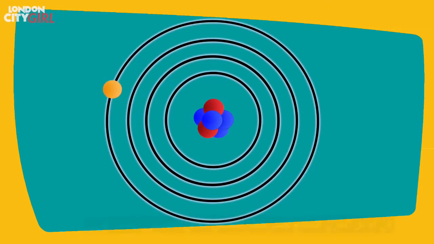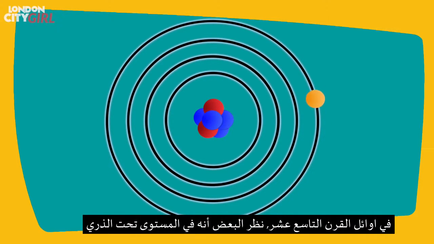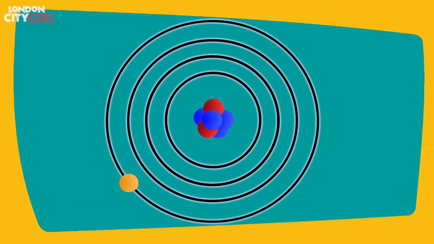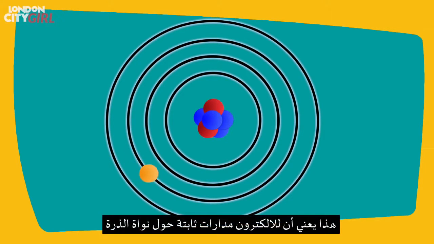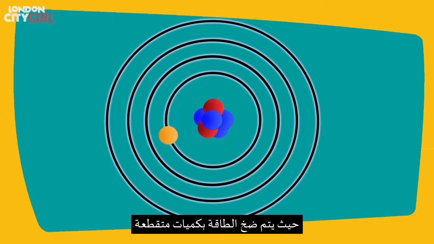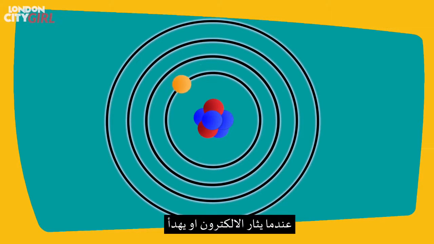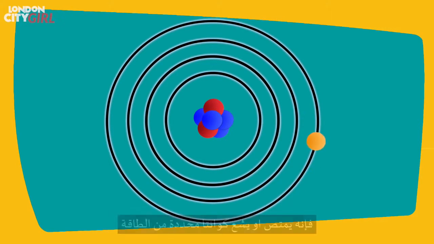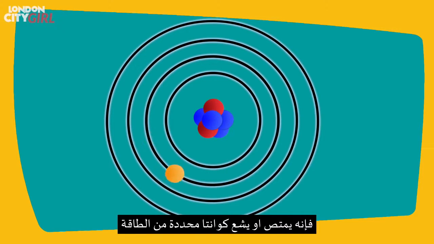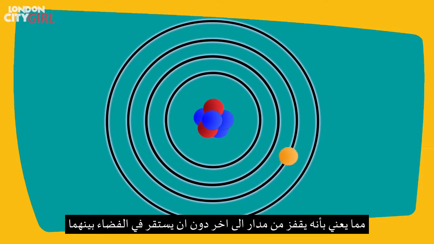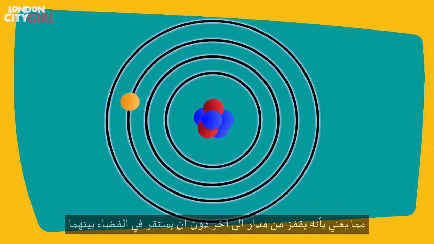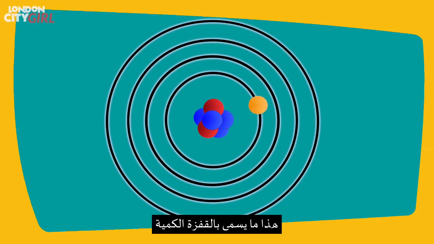Quantum leap. In the early 19th century, it was theorized that at the subatomic level, energy can only be released and absorbed in discrete indivisible units called quanta. This means electrons have fixed orbits around the nucleus of the atom as their energy comes in discrete amounts. When the electron gets excited or de-excited, it will absorb or emit a specific quanta of energy, which will mean it leaps from one orbit to another without inhabiting the space in between. This is called the quantum leap.